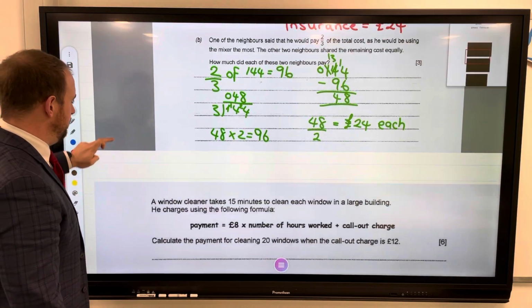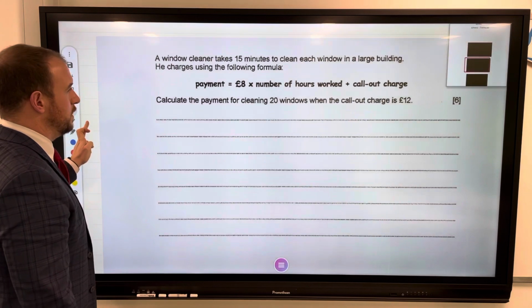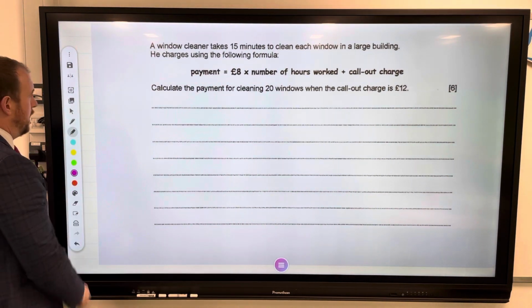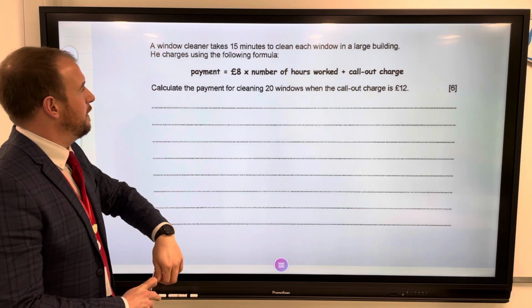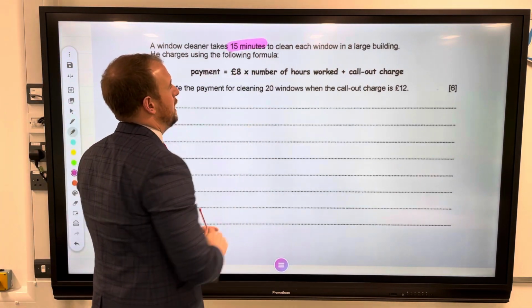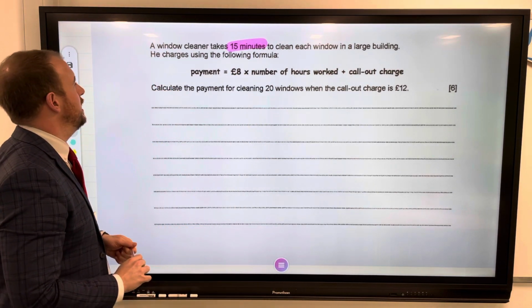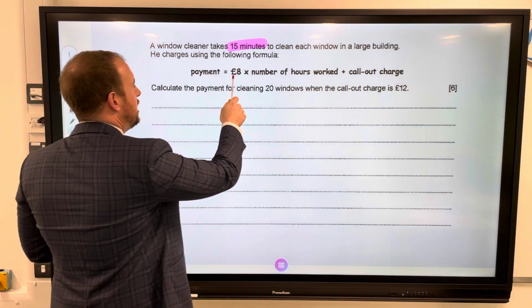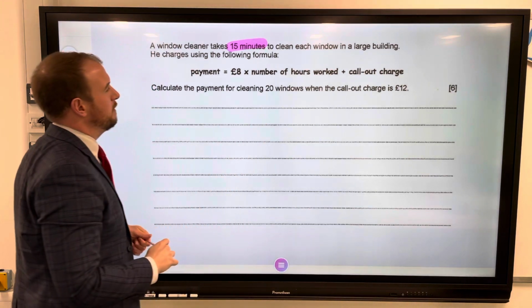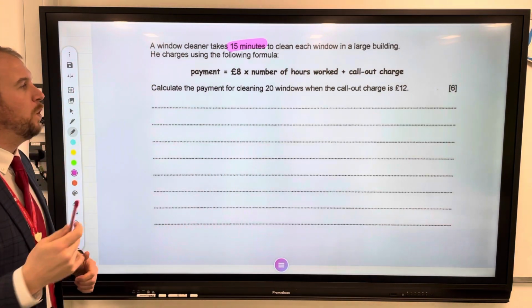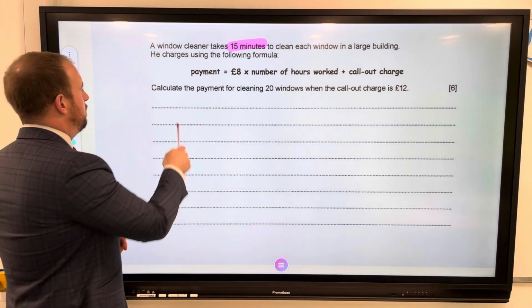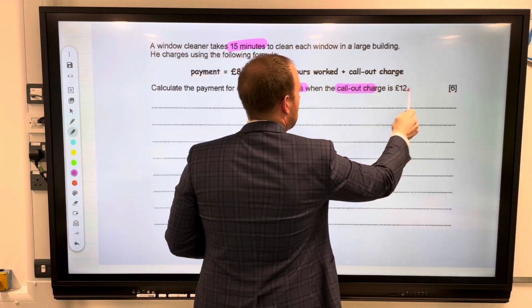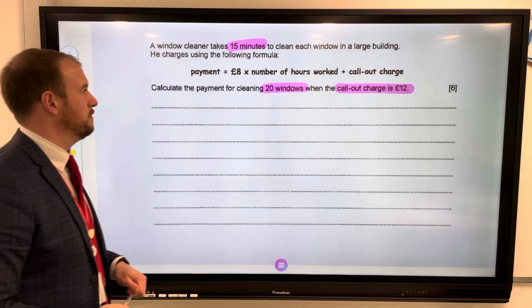Let's look at another one. So I'm going to get my highlighter, and a window cleaner takes 15 minutes to clean each window in a large building. He charges using the following formula. Payment equals £8 multiplied by the number of hours worked, and then add a call-out charge. So calculate the payment for cleaning 20 windows, and the call-out charge is £12.